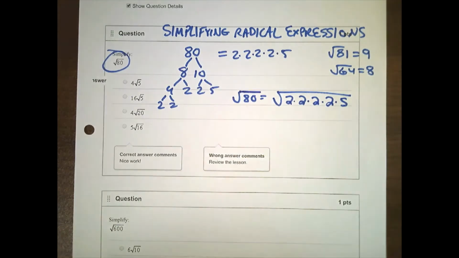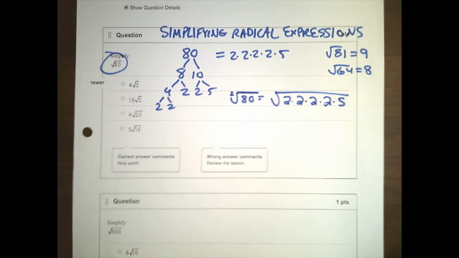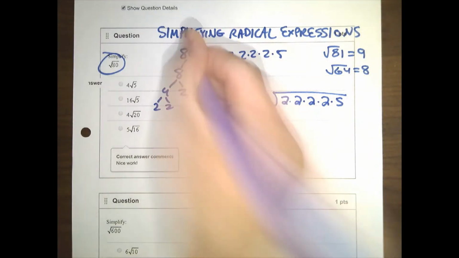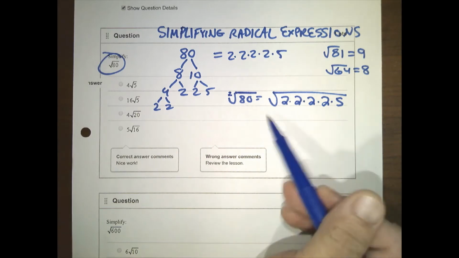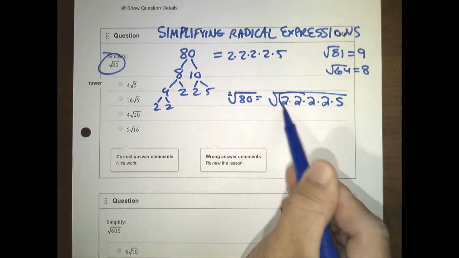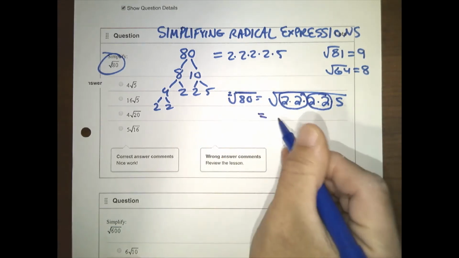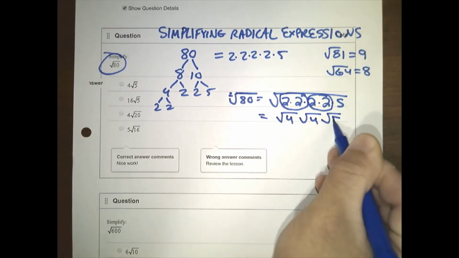Now, when I'm saying square root, it's like there is an imaginary 2 here, and that's called the index of the radical. All right, so that means that in order for a number to come out of the square root, I need to have 2 of them. In other words, you can see I could rewrite this as square root of 4 times square root of 4 times square root of 5.